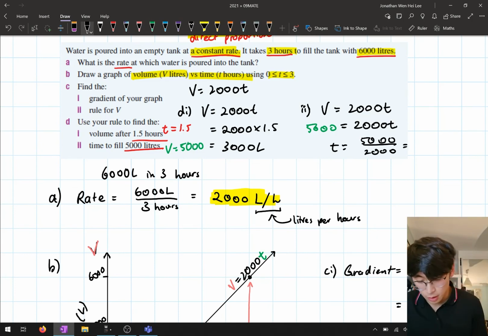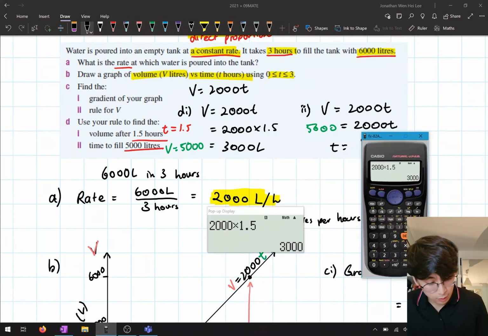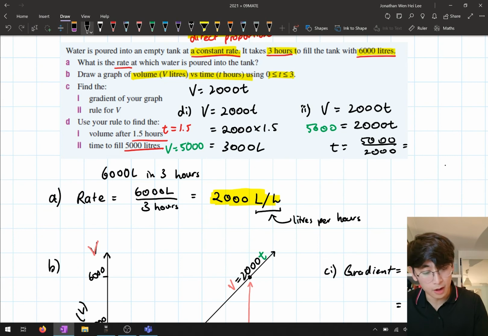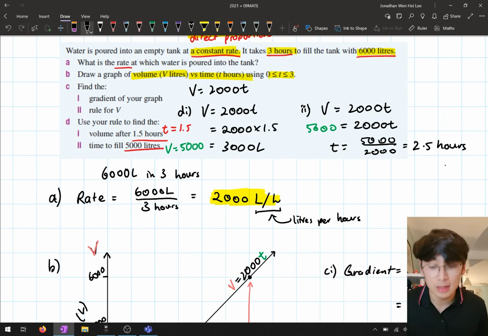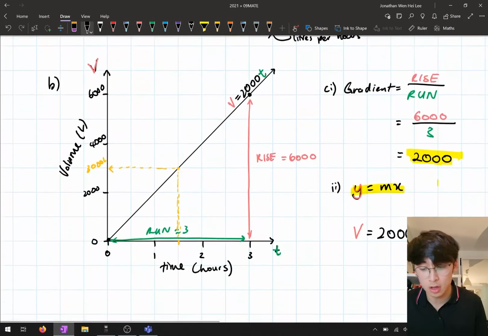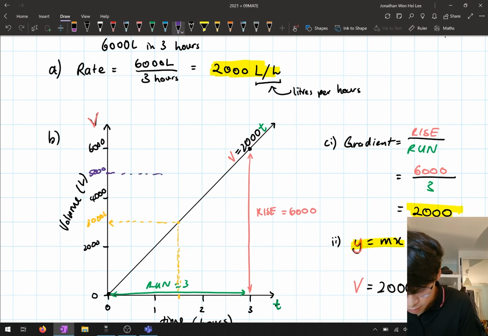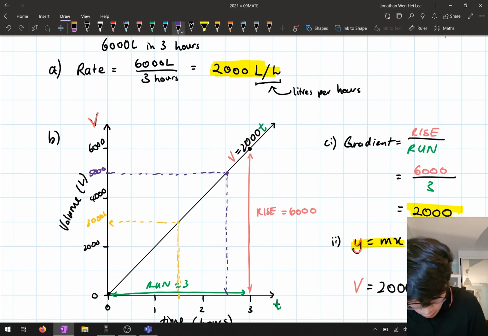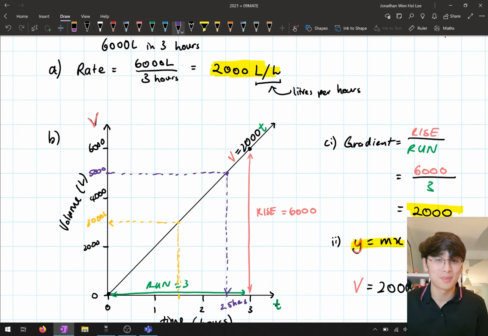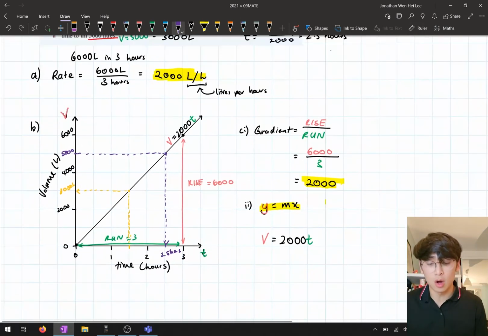And if you chuck that in the calculator, 5,000 divided by 2,000 gives 5 over 2, or 2.5. So that's 2.5 hours. What this tells me is if I want to fill up 5,000 liters, I should expect to do that in 2.5 hours. Let's have a look on my graph. I'm going to go to where 5,000 liters is, over here, go across to my graph, and drop it down. Over here, we get a time of 2.5 hours, which is exactly what we found. So that's how we solve these questions with direct proportion.